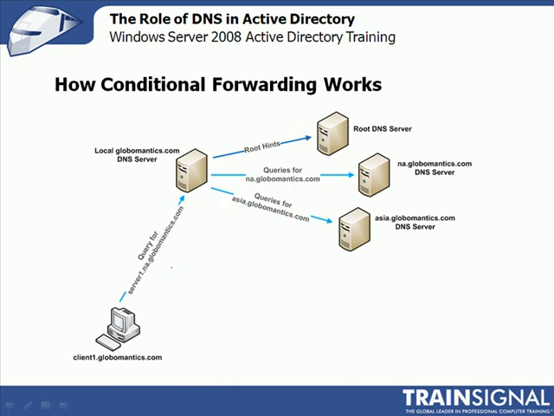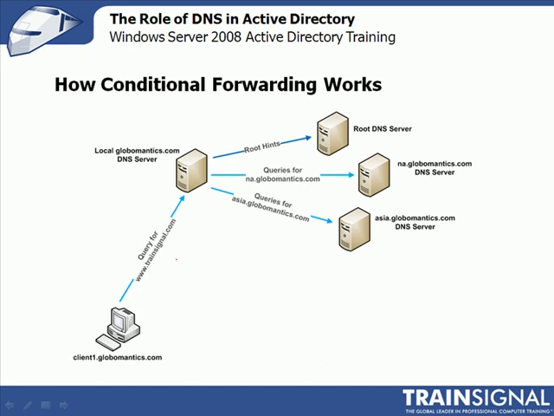But if we were to make a request for server1.na.globalmantics.com, then the request would go directly to the na.globalmantics.com DNS server. And again, this is because we've been specifically configured. Okay, this local DNS server would have to be specifically configured to do that. And then here, if we were to look for server1.asia.globalmantics.com, then the request is going to go straight to the asia.globalmantics.com DNS server.